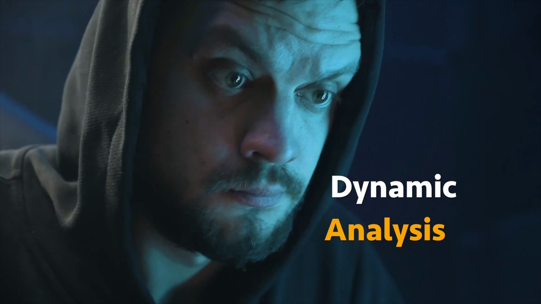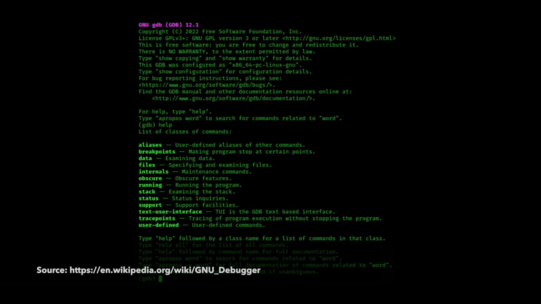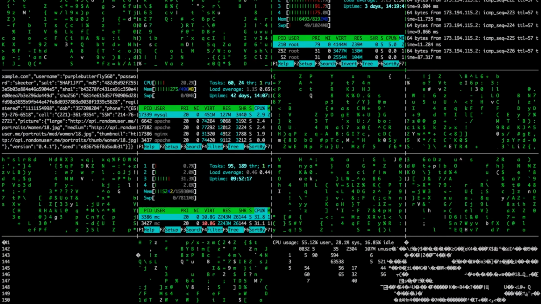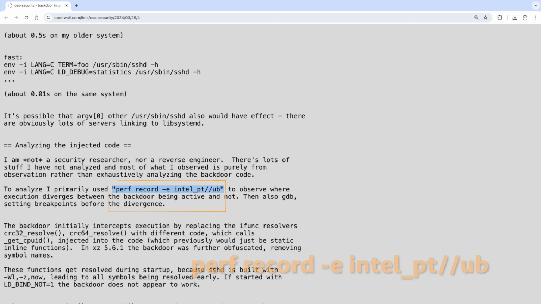Dynamic analysis. He used GDB, the GNU Debugger, to analyze the runtime behavior of the backdoor. By setting breakpoints, he traced the execution flow to identify where the injected code was triggered. Freund used perf record to observe execution divergence between normal and compromised states.